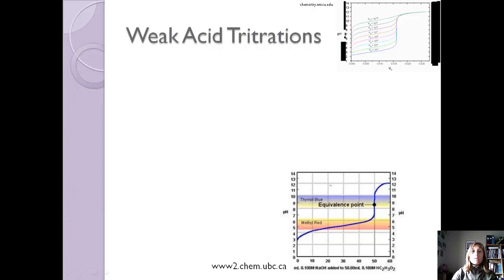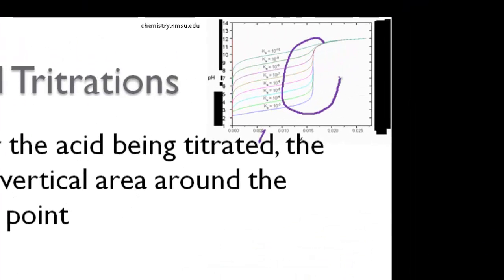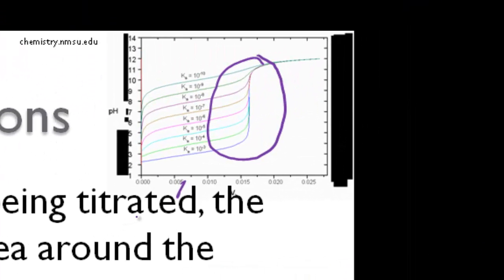For weak acid titrations, the weaker the acid being titrated, the smaller that vertical area on the pH graph or on the equivalence point. So if you take a look at this graph up here, this is what we're talking about with the vertical area. Strong acids are on the bottom, weak acids are on the top. So as you can see, as you get a weaker acid, your vertical part is much smaller. That means your range is much tinier. So you have less indicators to choose from. Okay, so less indicator choices.